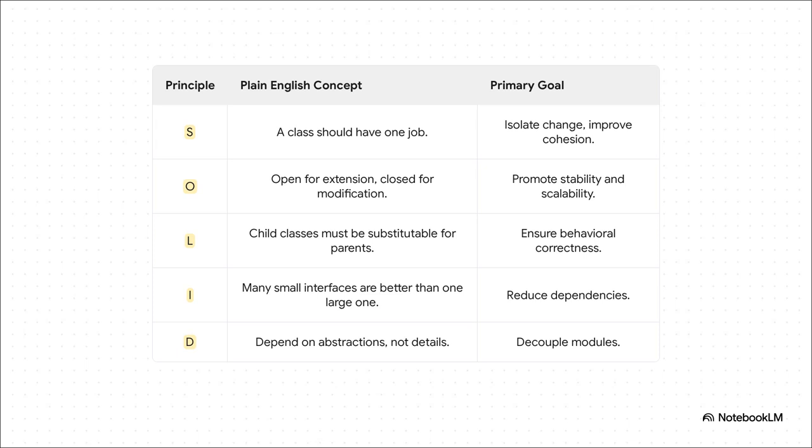You've got S for single responsibility, one class, one job. O for open-closed, open to being extended, but closed to being modified. L for Liskov Substitution, making sure child classes can stand in for their parents. I for interface segregation, don't force classes to implement things they don't use. And finally, D for Dependency Inversion, depend on abstractions, not on concrete things. Each one of these is a weapon against that software rot we talked about.